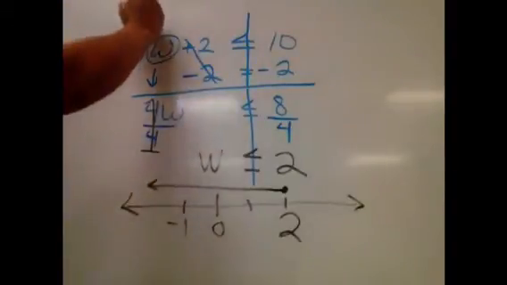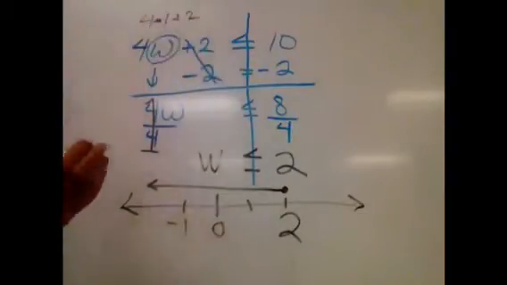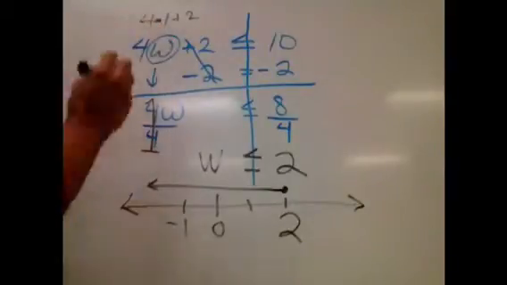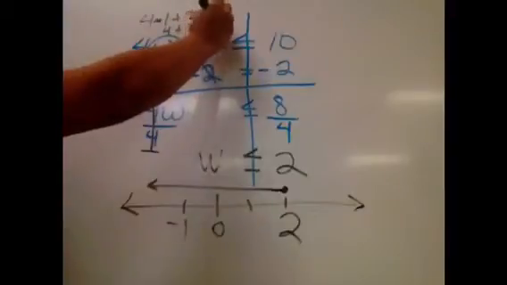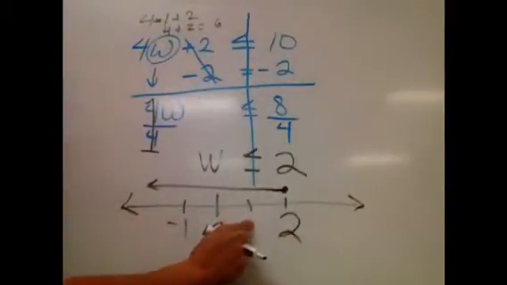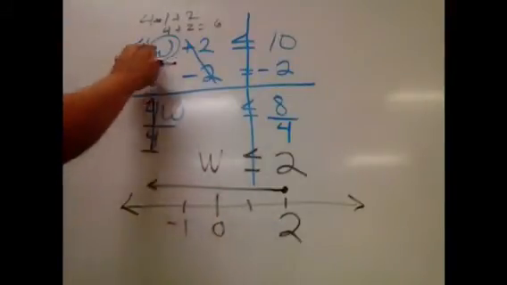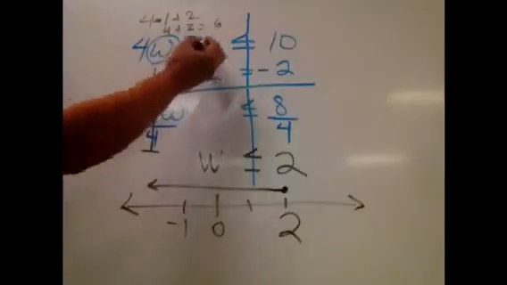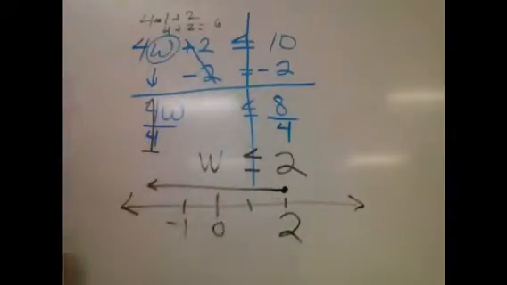If this was a 1, we would say 4 times 1 plus 2, and let's see if that's true. 4 times 1 is 4. 4 plus 2 is 6. Is 6 less than 10? Yes, so this would work. The 2 would work, the 1 would work, the 0 would work, because 4 times 0 is 0 plus 2. The answer would be 2. All these answers would work.